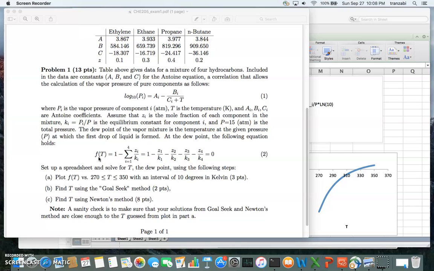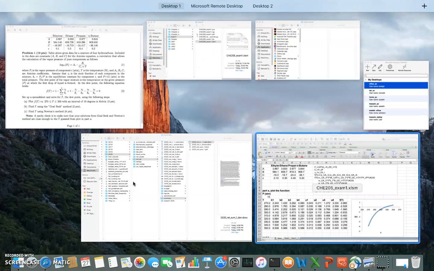However, for a specific T, which is called the dew point, that f is 0. So the goal in parts B and C is actually to calculate that dew point, where f of T equals 0. For part A, we are only supposed to calculate the f for various temperatures. We are not setting f of T to 0 yet. So in part A, we're going to calculate f of T for different temperatures from 270 to 350. All right, let's see how we can do this.